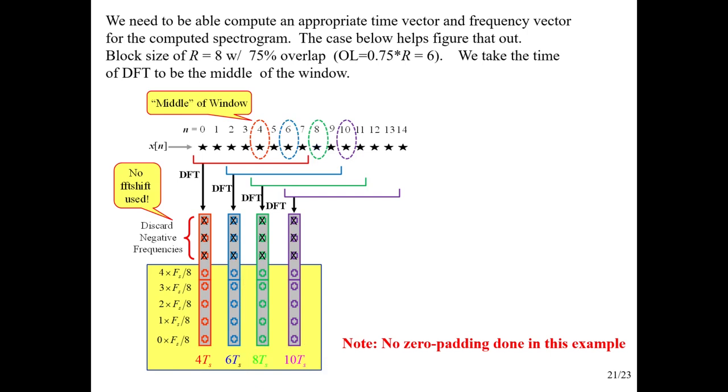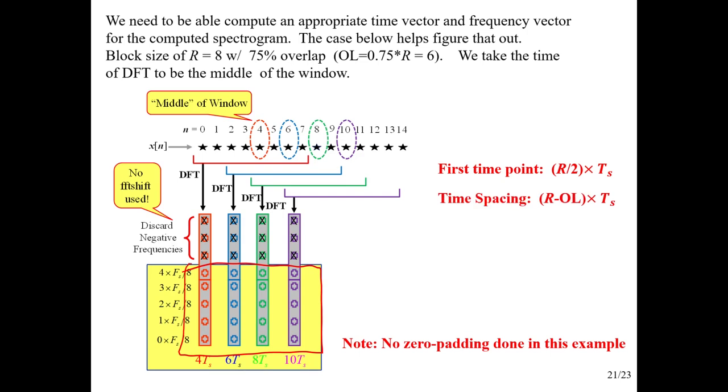So I would end up with an array of values that I then have to plot as some sort of image so that their magnitude values get color coded in some way. So that's how we do that. So first time point I'm just going to say is R over 2 times TS. So that's what I used. And the time spacing would be R minus the overlap times TS. So there might be some subtle differences when you actually do this, but this is what I did in this example. And our frequency spacing is our same old.